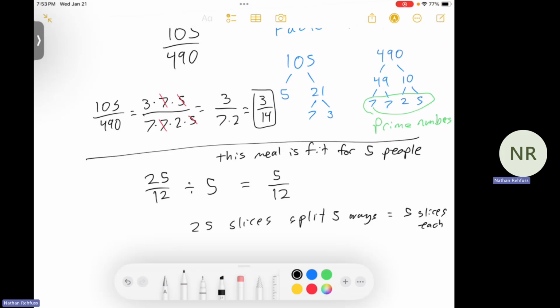Seems one way to divide by a whole number is to divide the number out of the numerator. So that's how we can divide a fraction by a whole number.